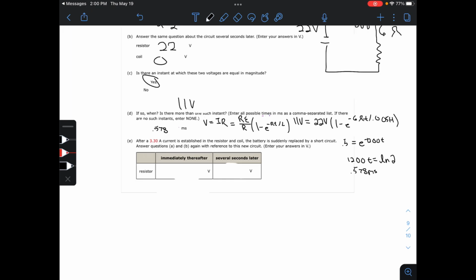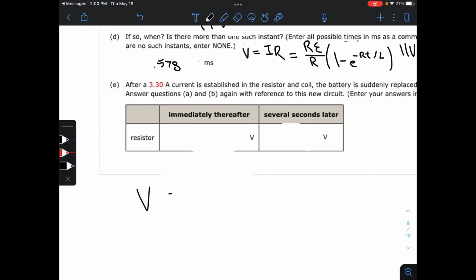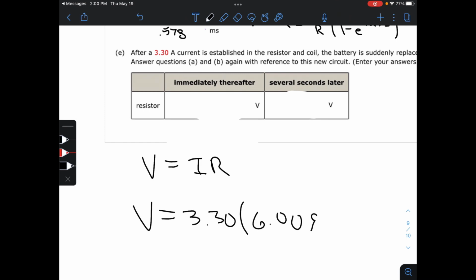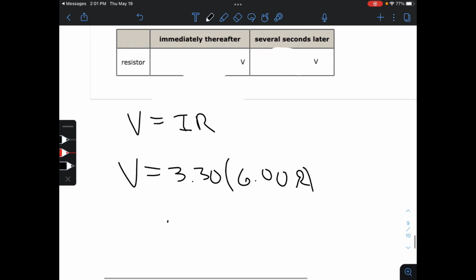After a 3.3 amp current is established in the resistor and coil, the battery is suddenly replaced by a short circuit. Answer A and B again with reference to this new circuit. Enter your answers in volts. Immediately thereafter, V equals IR, right? V is equal to 3.3 amps times our resistance, which is 6. That gives us 19.8 volts.